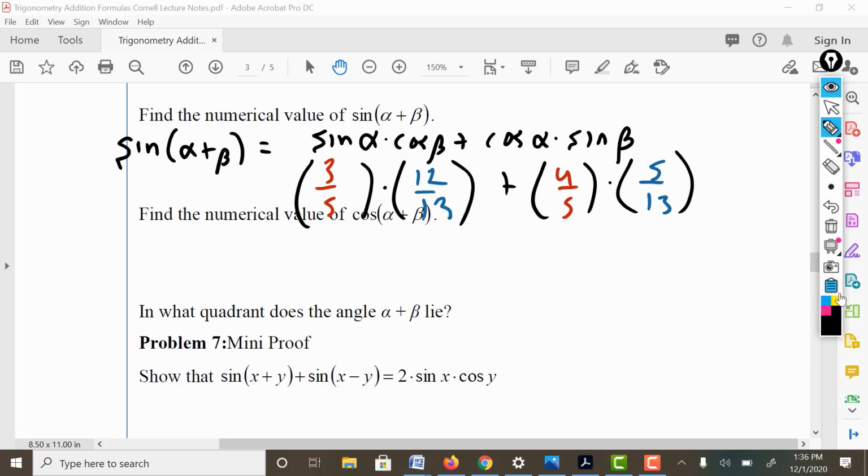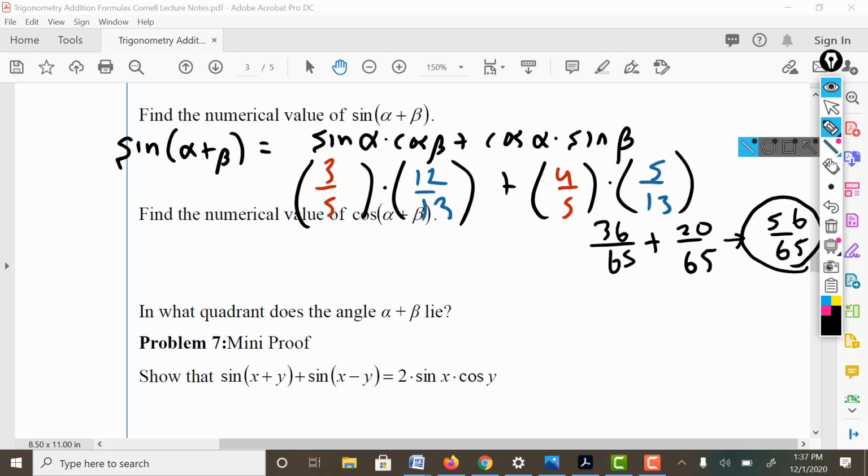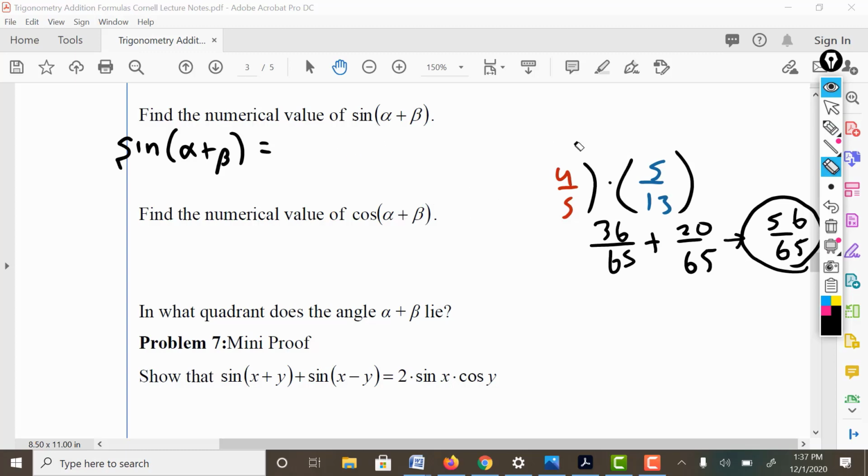And now we simplify. So we have 3 times 12 is 36. 5 times 13 is 65. 4 times 5 is 20. They have a common denominator. We're lucky. This ends up becoming 56 over 65. So what we're saying is that sine of alpha plus beta is exactly equal to 56 over 65.